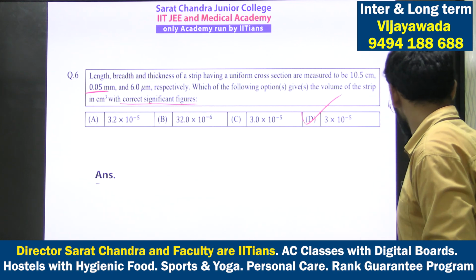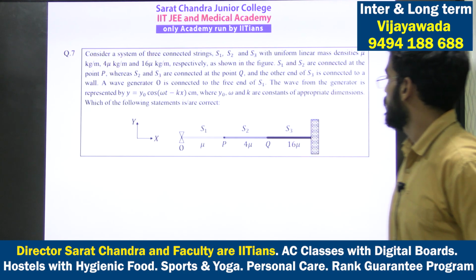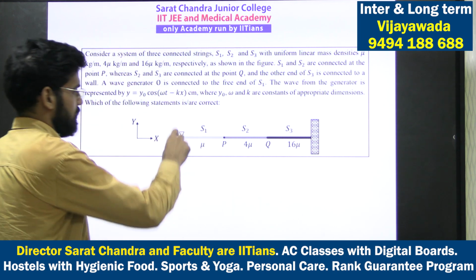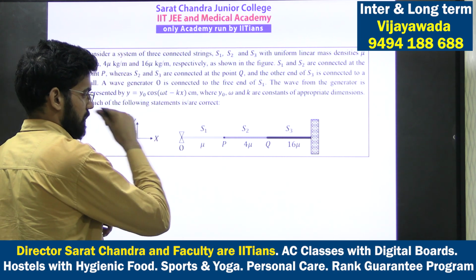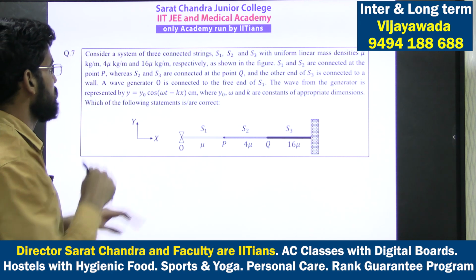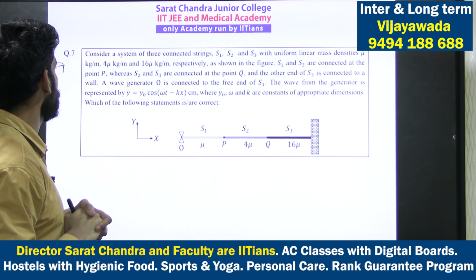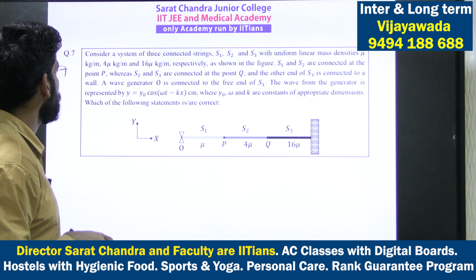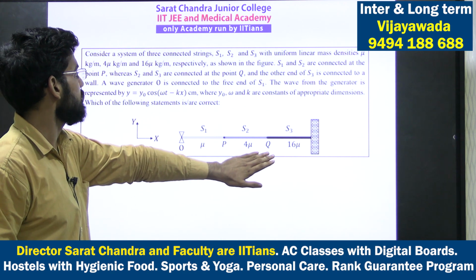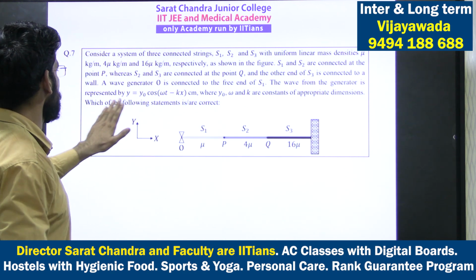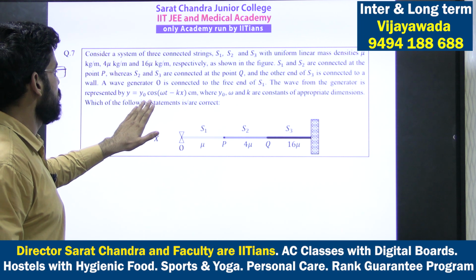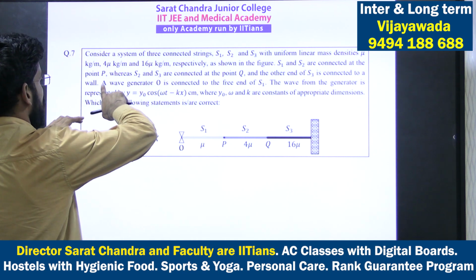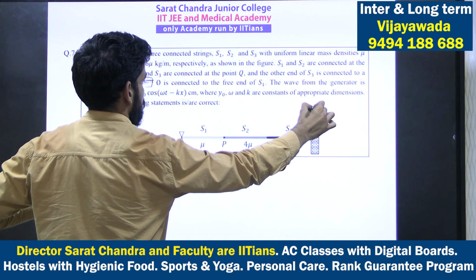Okay. Next, 7th question. If you see, little bit good question. Okay, here what you have, this is the source, moving like this. S1, S2, S3 are strings with uniform linear mass density mu, 4 mu, 16 mu. As shown in the figure, S1, S2 are connected at the point P, S2, S3 at Q, and S3 is connected to the wall. This is what? Node.